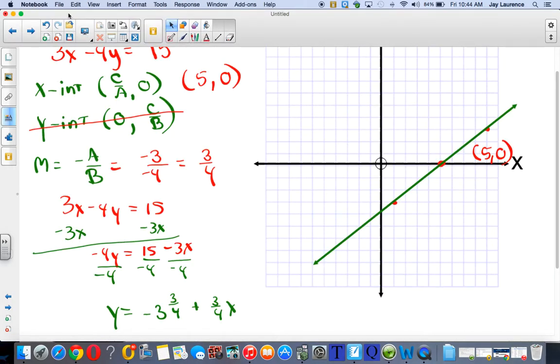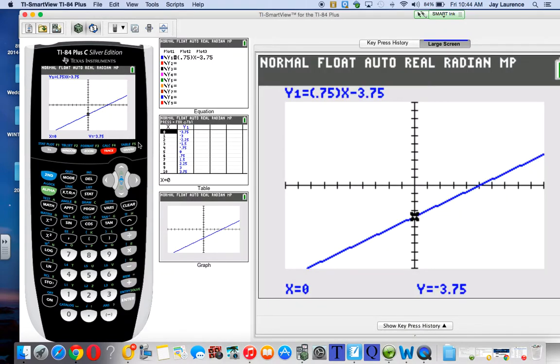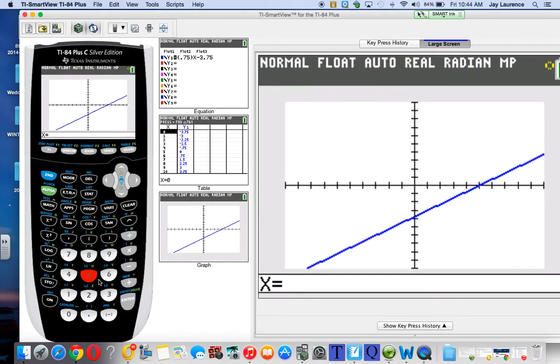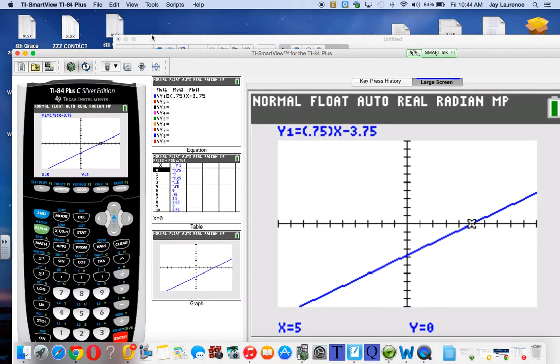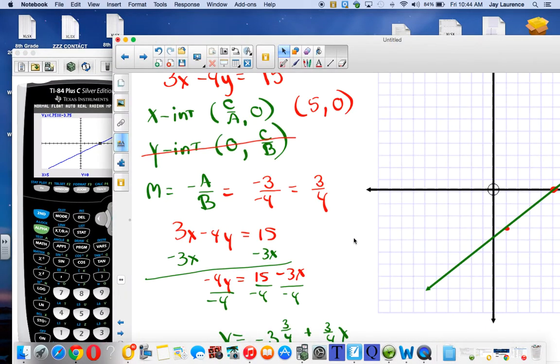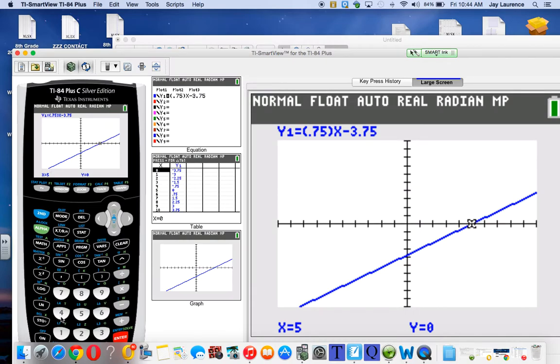If I go back and I type 5, sure enough, I get 0 out. I can check other points that way as well. Let's see here. It looks like x is 1, y is 1, 2, 3, negative 3. So I can go 1, negative 3.